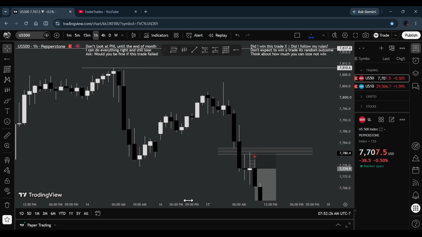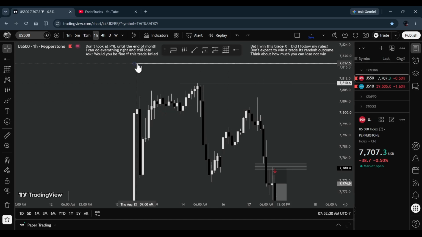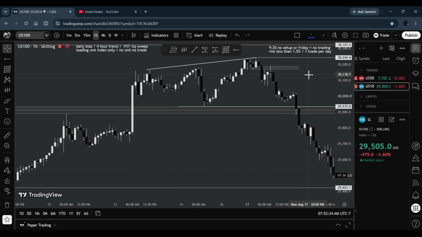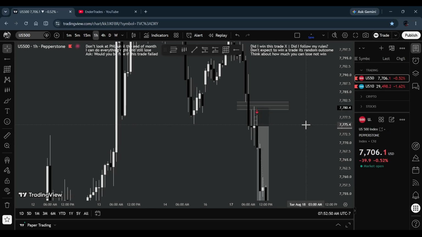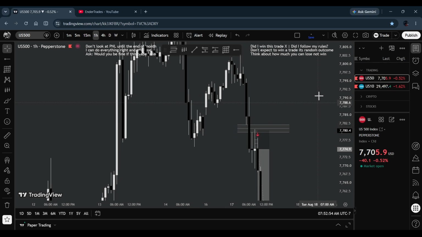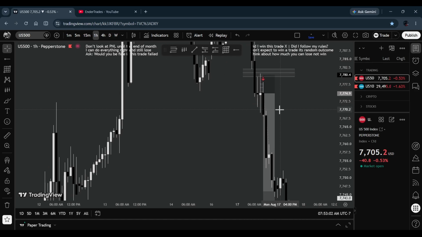So we actually formed an SMT before market open. We had this 4 hour high and this 4 hour high, and Nasdaq took all of them out, but ES didn't. So we're bearish on the 1 hour, we're bearish on the 4 hour, and we also came to this 1 hour gap, respected it, and then started printing to the downside.